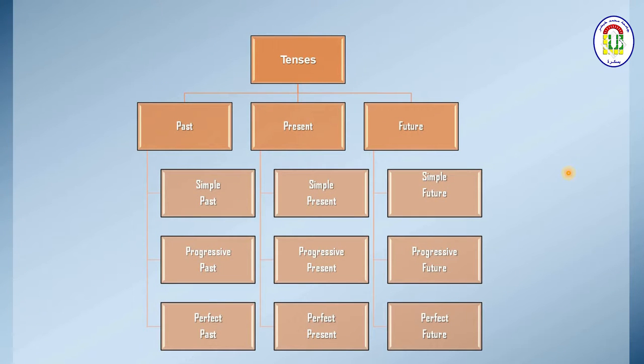Let's see now the tenses. The tenses in English, normally we have three main tenses: the past, the present, the future. For the past, we have simple past, progressive past, and perfect past. For the present, we have the simple, we have the progressive, and also the perfect. For the future, the same. You have the simple, the progressive, and the perfect.